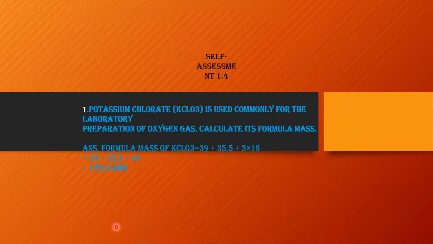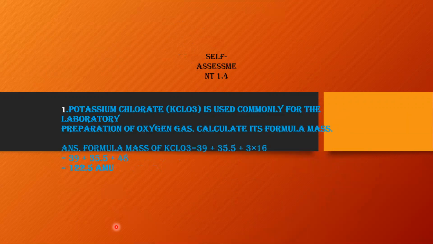Self-assessment 1.4. This is potassium chlorate. It is used commonly for the laboratory preparation of oxygen gas. Calculate its formula mass. So formula mass of KClO3 is potassium 39 atomic mass, chlorine 35.5. Then there are 3 oxygens. So 16 is atomic mass of oxygen. So you can identify the formula mass of KClO3.